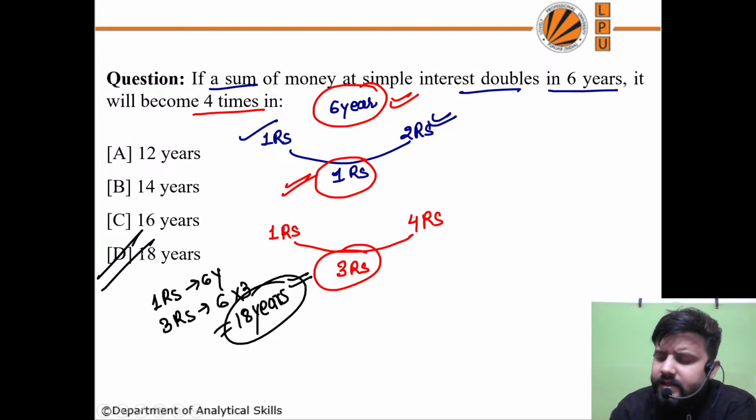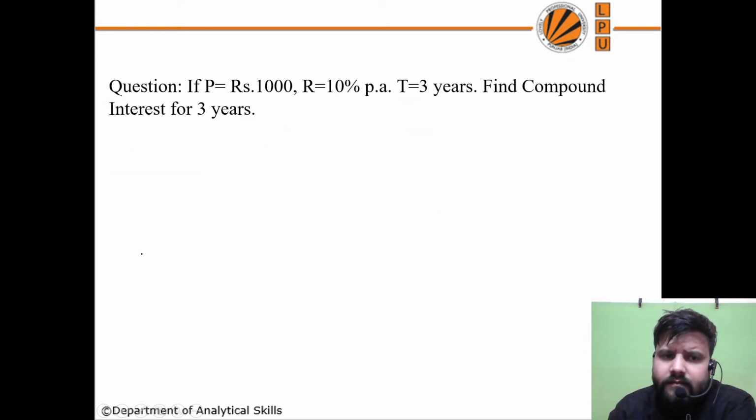Okay, let's come to the next one. Just answer it now. Now entering into compound interest. I told you 3 methods to arrive at compound interest. Apply all 3 in this.